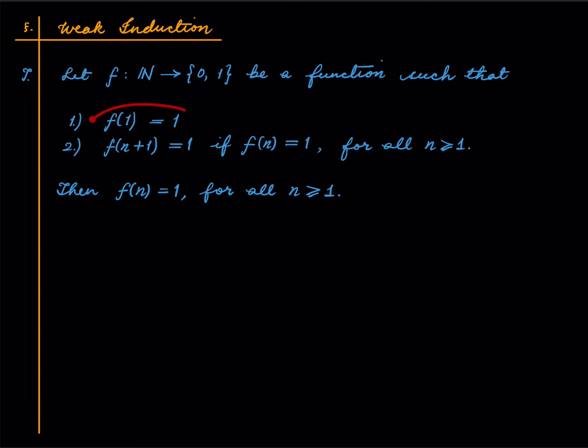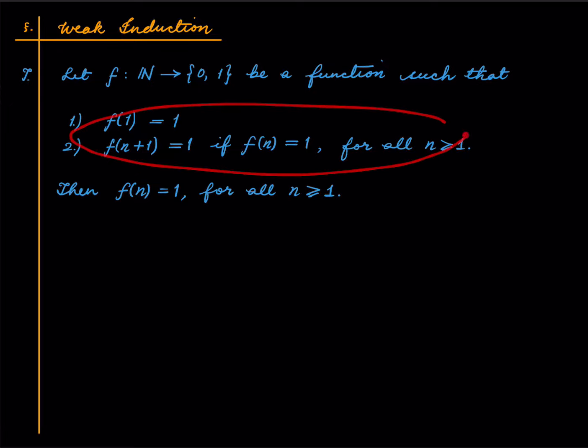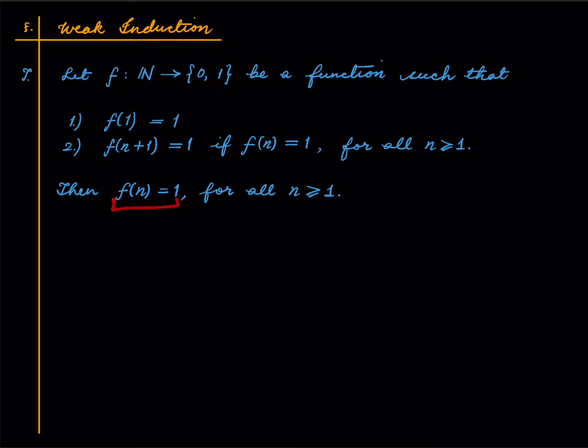Okay, so suppose we have these two hypotheses on f. First, f of 1 is equal to 1, meaning the first mathematical statement is true. And the second condition that we insist f satisfies is that if f of n equals 1, meaning the nth mathematical statement is true, then the n plus 1th mathematical statement is also true. So with these two conditions, we want to show that actually f of n equals 1 for all n greater than or equal to 1, meaning all the mathematical statements are true. And this is how induction works.